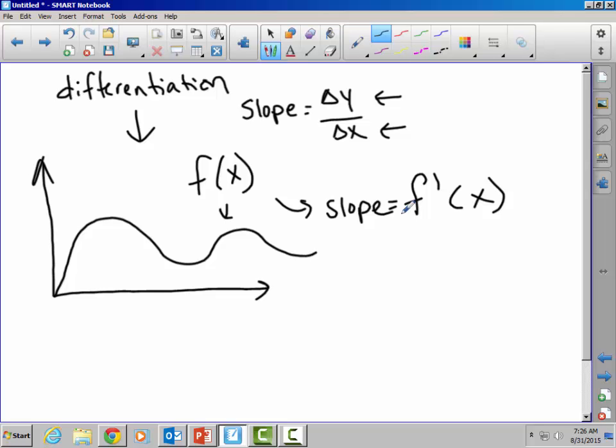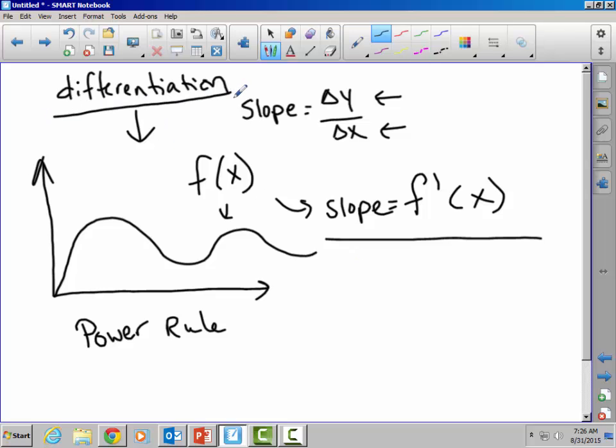So I'm going to show you the first power rule, and then we're going to go back to our position time, velocity time, acceleration time graphs and talk about how that works. Oh, I'm sorry, I should finish this explanation up here. To find this slope function, we have to do differentiation, or we have to take the derivative of this original parent function. We call it the derivative. I hope I spelled that right.